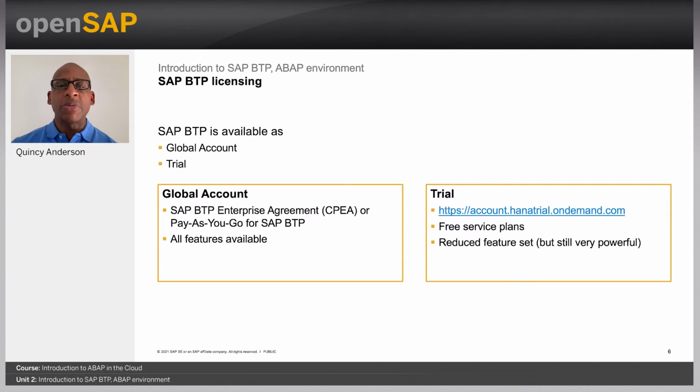There are 2 landscapes for BTP ABAP environment, which are Factory and Trial. Factory is licensed for development and production purposes, whereas Trial is free and is used more for learning and ramping up, sort of a try before you buy scenario. In the Factory landscape, there are several licensing options available: Enterprise Agreement and Pay-as-you-go. As the Trial landscape is available free of charge, no licensing agreement is needed.